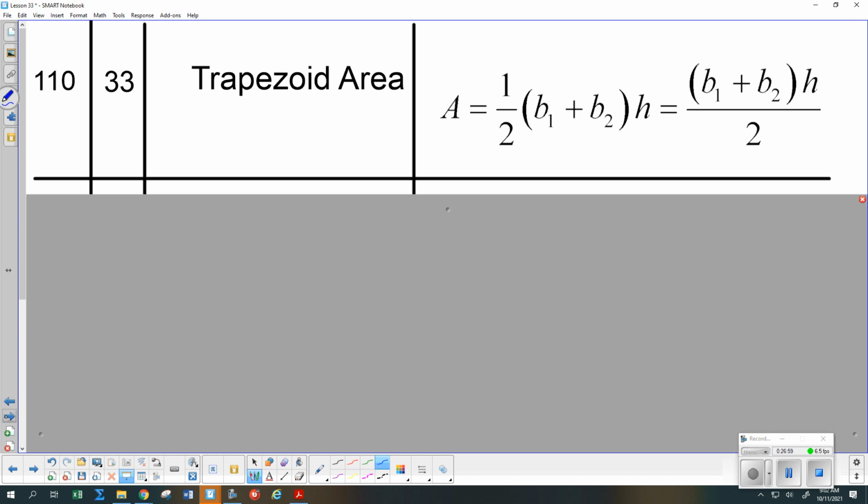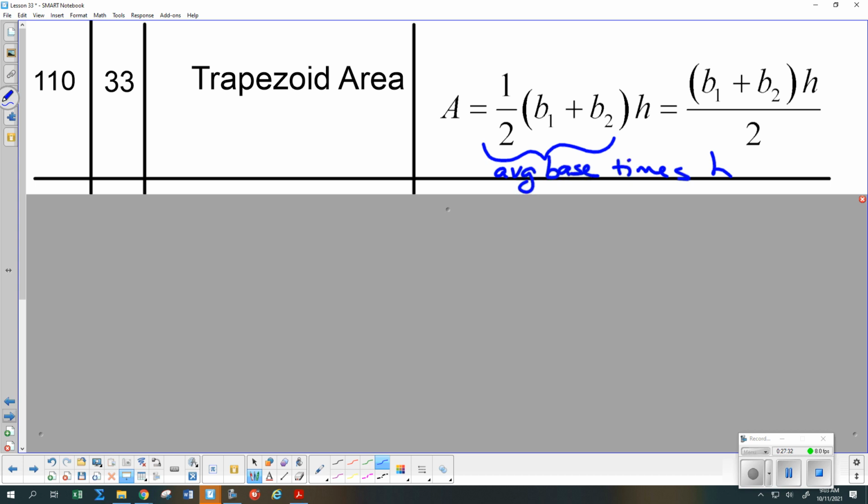And a couple of special formulas for a trapezoid. You know the area formula, 1/2 base 1 plus base 2 times the height, or base 1 plus base 2 times h all over 2. I think of that as the average base times the height. Because take two things, add them together, divide by 2, that's the average. So b1 plus b2 divided by 2, that's the average base.